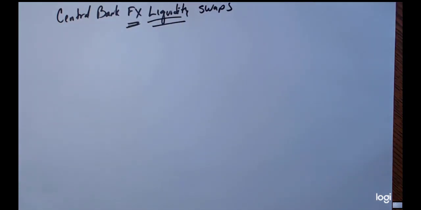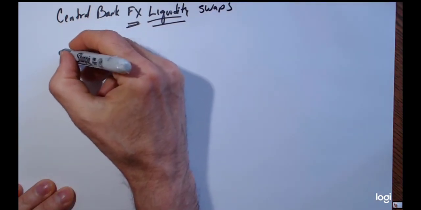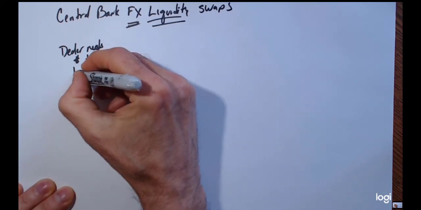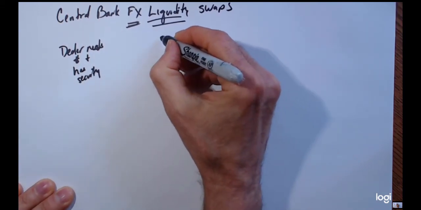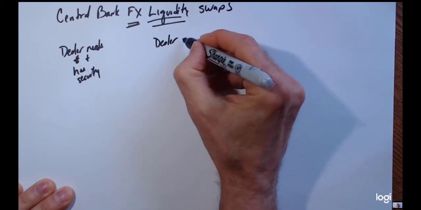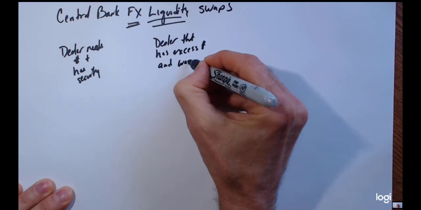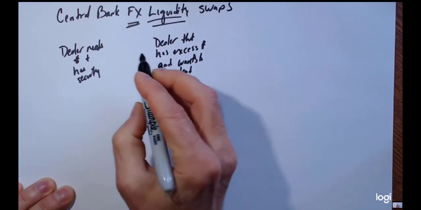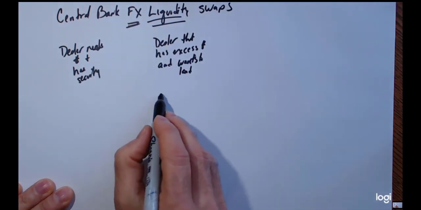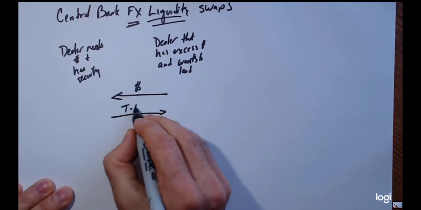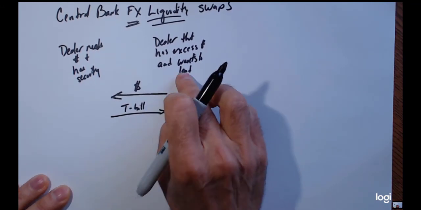So let me motivate this swap concept first by looking at repos, because repos are sort of like a swap too. If you recall, with a repo, we couched it in terms of a dealer that needs money, and has a security. And then you have another dealer on the other side that has, we'll call it excess money, and wants to lend. So this side wants to borrow, and the money is going to flow in this direction, and this dealer has a security, let's say it's a T-bill, that goes in the other direction as collateral for this loan.